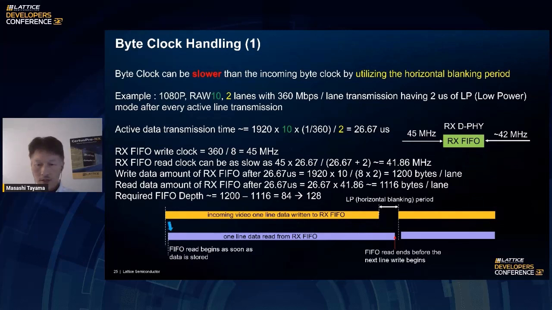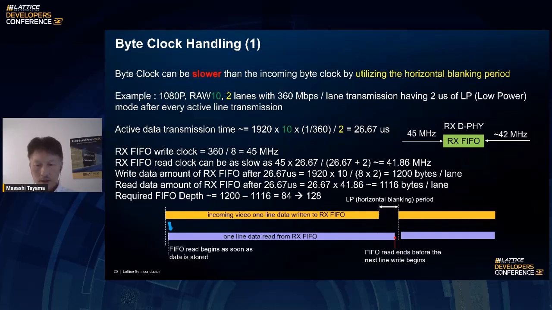So we can get the minimum byte clock speed at 45 times 26.67 divided by 26.67 plus 2, which roughly equals 41.86 MHz. You can use this number as a guideline to set the internal byte clock frequency. Of course, you need to put some margin.